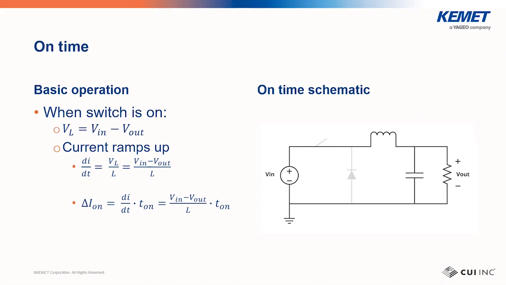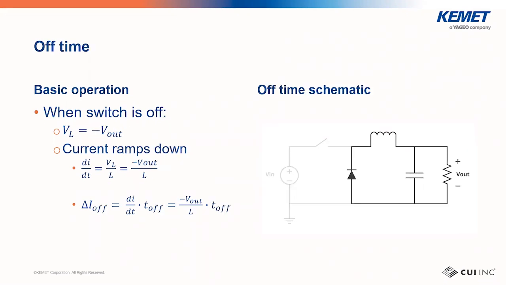By multiplying this by the on time, we can calculate the change in current that has occurred. After the current has ramped up for the desired on time, the switch will turn off. Now there's nothing holding the switch node and it's left floating. But because the current in an inductor can't change instantaneously and it wants to release its stored energy, the switch node swings down until the diode forward biases and clamps the switch node to ground.